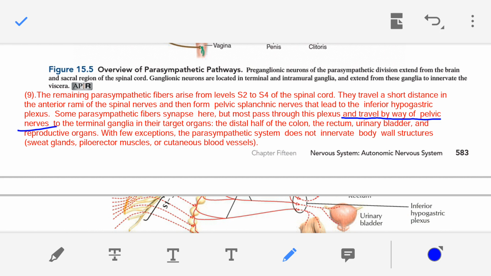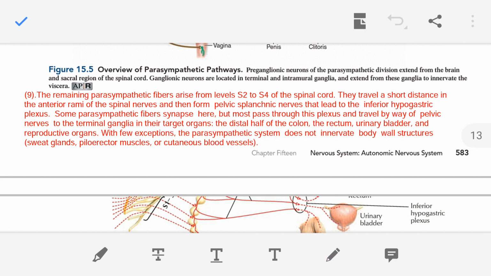So with the pelvic nerve, the parasympathetic fibers are traveling. And where are they reaching? They are reaching the terminal ganglia. And where are these terminal ganglia present? They are present in the target organ. And which are the target organs? The target organs are the distal half of the colon, rectum, urinary bladder, and reproductive organs.